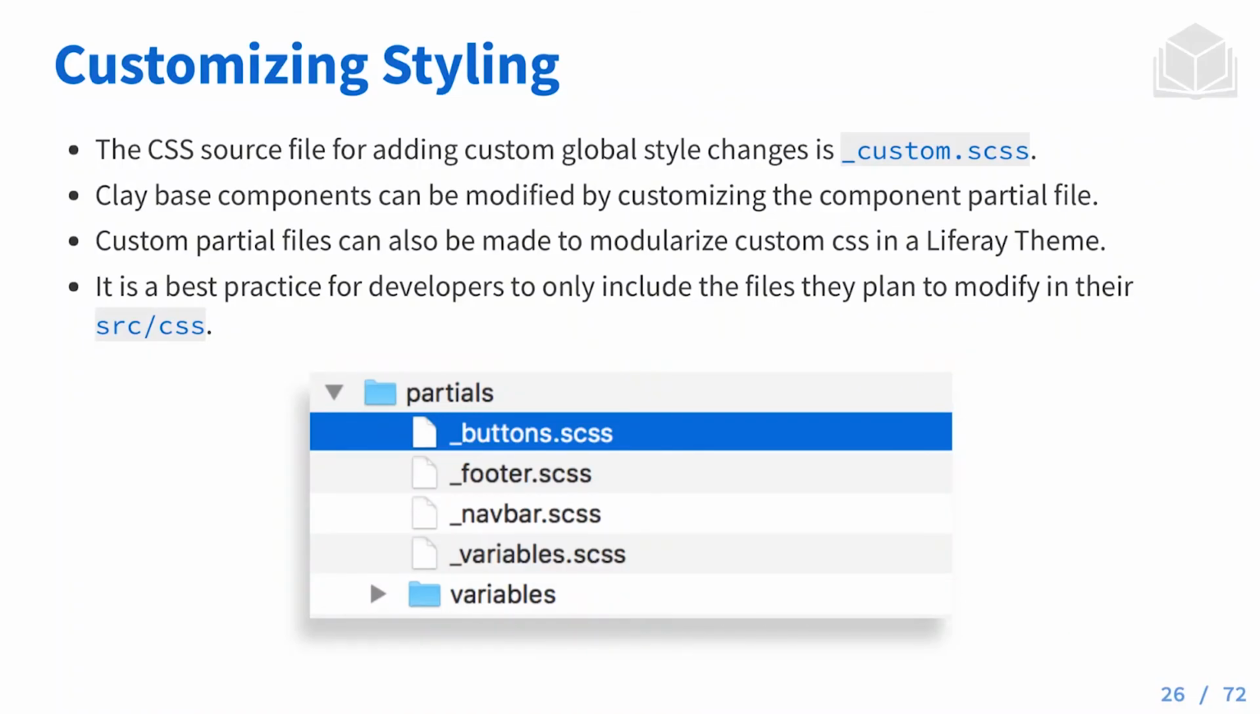Now, of course, to add custom CSS to our theme, we need to do just like we did with the templates folder. We need to take whatever files we want to modify from the build CSS folder, and we need to put them into source. So that's exactly what we are going to do. We are going to take our CSS and place it in our source CSS folder, and then we're going to go ahead and modify it from there.